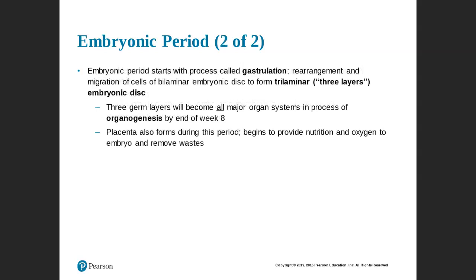It's not called a conceptus anymore. Our embryonic period starts first with a process called gastrulation, where there's a rearrangement and migration of cells of the bilaminar embryonic disc, and then it forms the trilaminar, or 3-layer, embryonic disc. So those 3 germ layers will then become all the major organ systems in the process of organogenesis. And that occurs by the end of week 8. Again, since we're going over this, that is a test question.